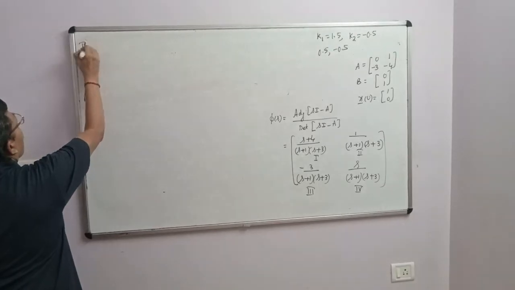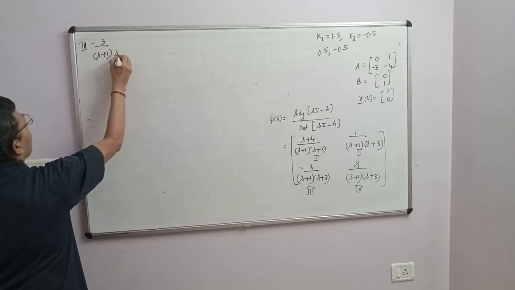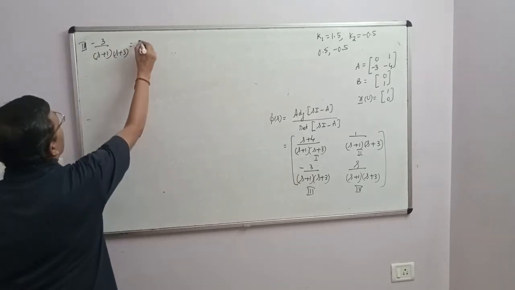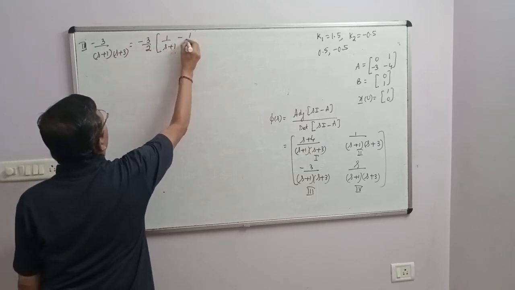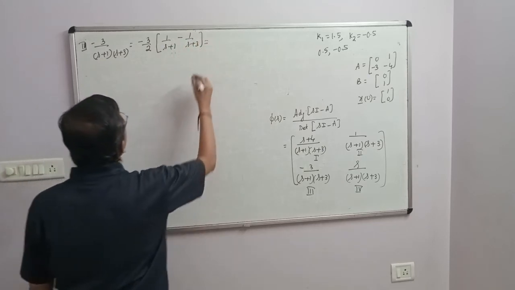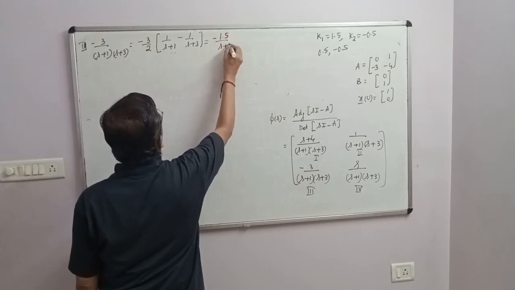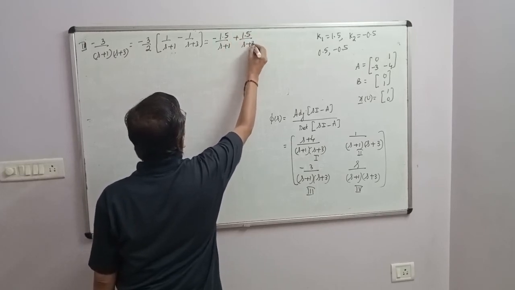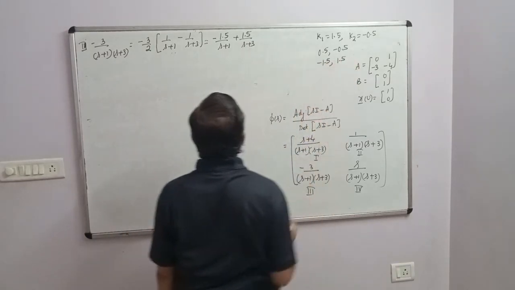Third one, minus 3 by (S plus 1)(S plus 3). So it is minus 3 divided by 2 into (1 over S plus 1 minus 1 over S plus 3). So this is minus 1.5 by S plus 1 plus 1.5 divided by S plus 3. The values I will write down. Minus 1.5, plus 1.5.